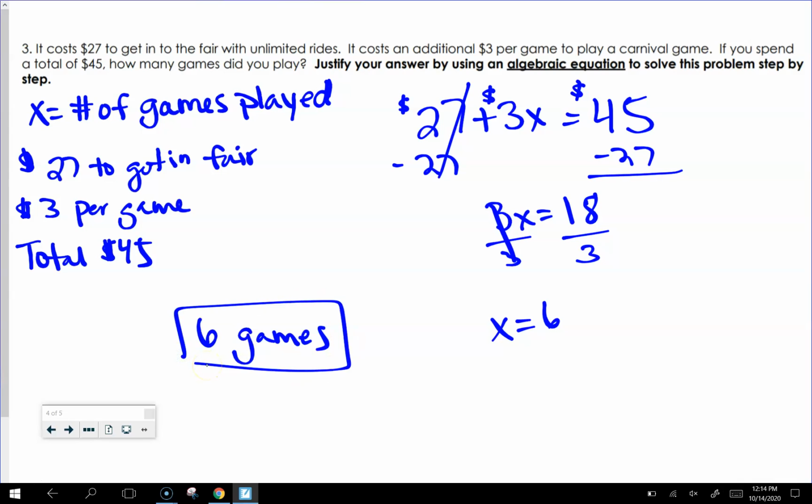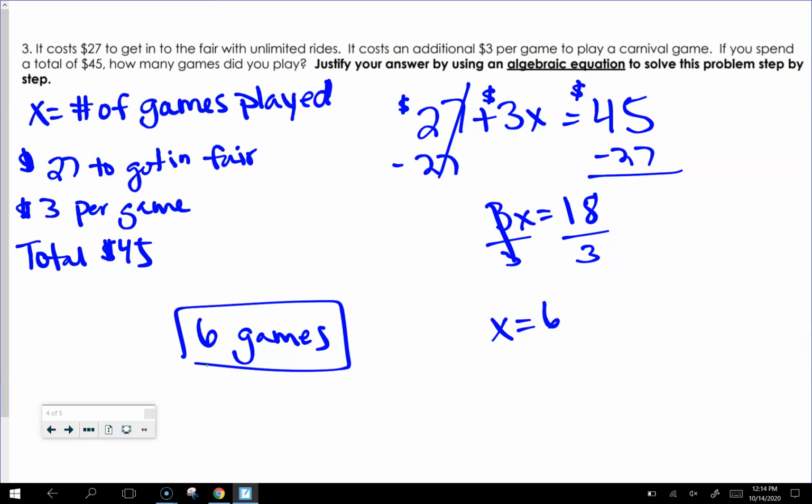You can get real fancy and say, I played 6 games with my $45 or whatever. Or you can be quick and to the point: 6 games. So just don't tell me 6, because I don't know what you're talking about. Dogs, games, chairs, I don't know. Watermelons. Like someone always has an abundant amount of watermelons in word problems. It always happens.